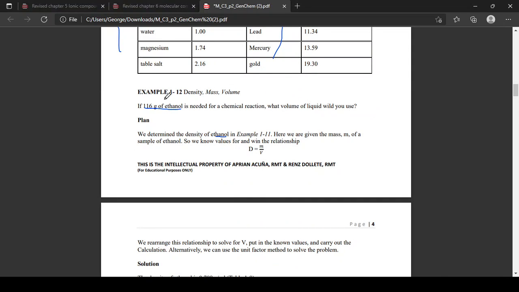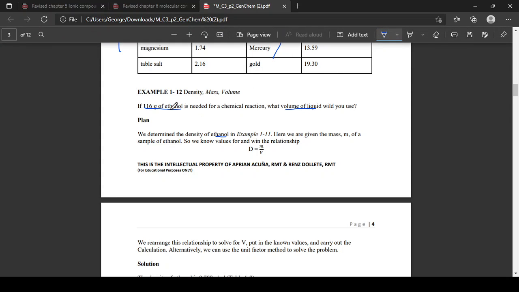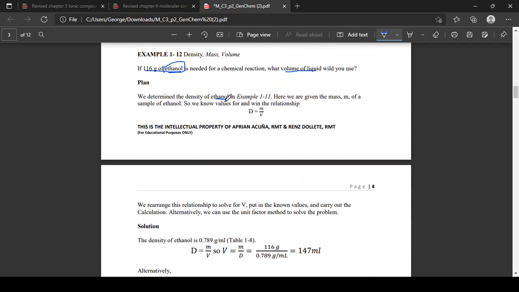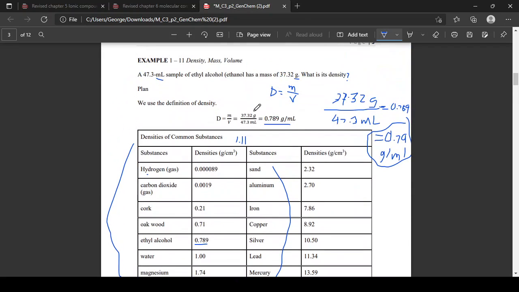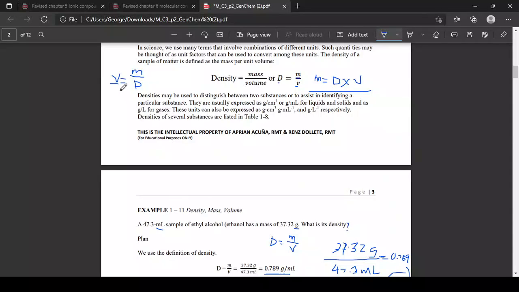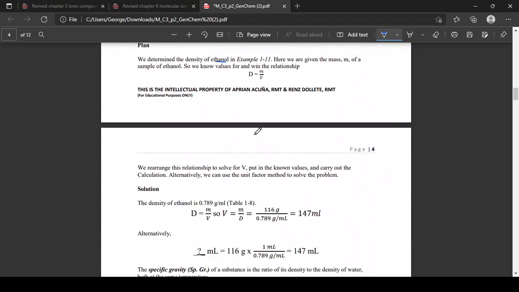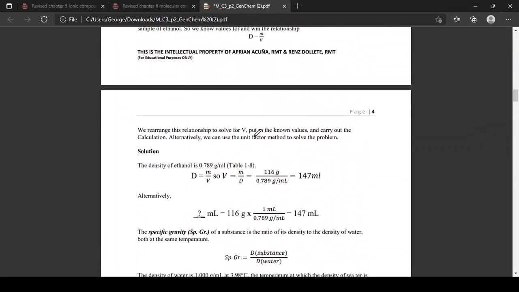So here, now that we have your grams of ethanol and your density, all we need to find is your volume of liquid, in your ethanol. So how do we find your volume? Again, from the formula above, your volume is equal to mass over density.